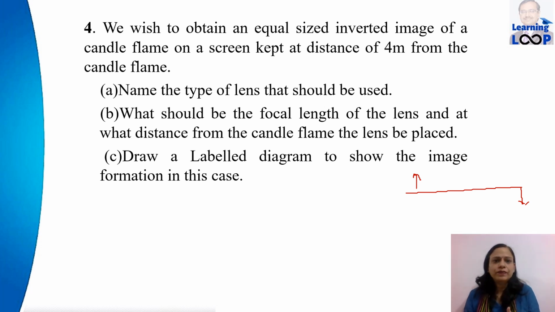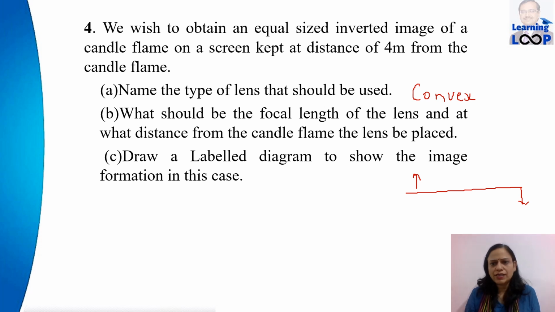Now for this you need to be very thorough with your ray diagrams, because there is only one situation in which you get an equal sized and an inverted image, and it's always formed by a convex lens, because a concave lens always forms a diminished image. It never gives you an image of the same size. And now you have to tell what should be the focal length.